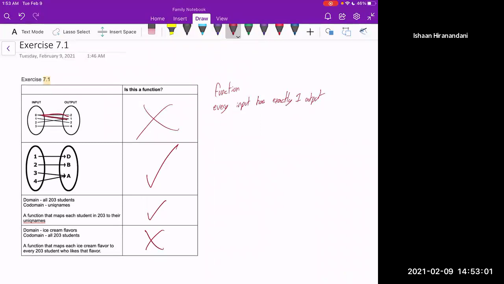So I hope that helps you better understand what is and what's not a function, and just remember this key phrase, exactly one output, because that at its core defines what a function is.